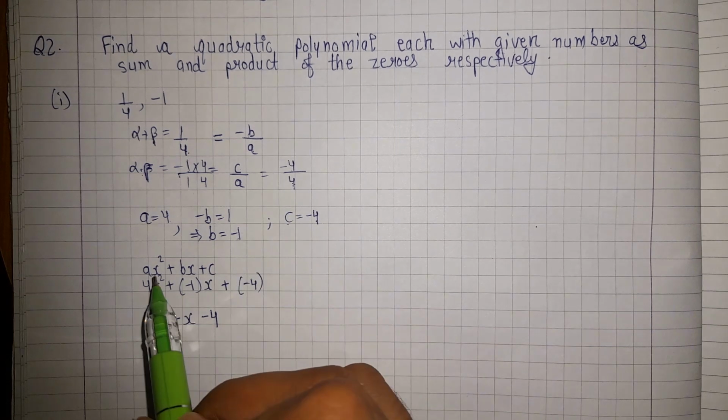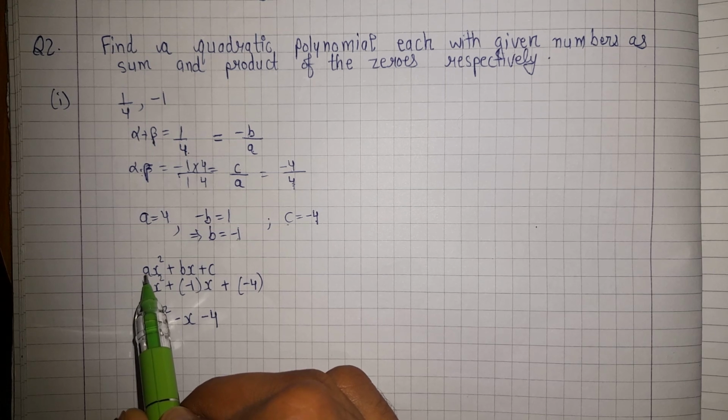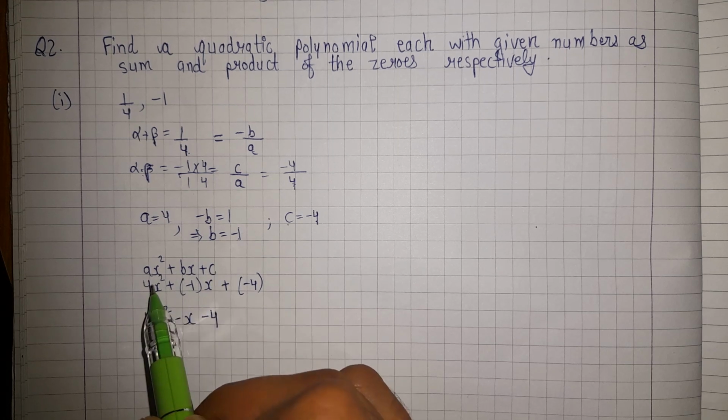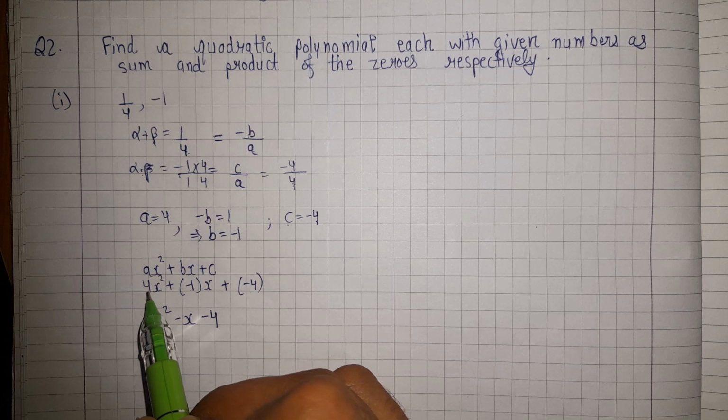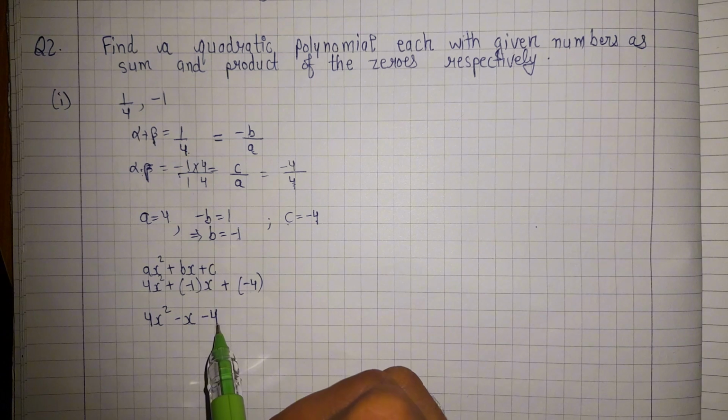Since we know that the general quadratic polynomial is ax square plus bx plus c, put the values of a, b, c, and we will get 4x square minus x minus 4. This is our quadratic polynomial.